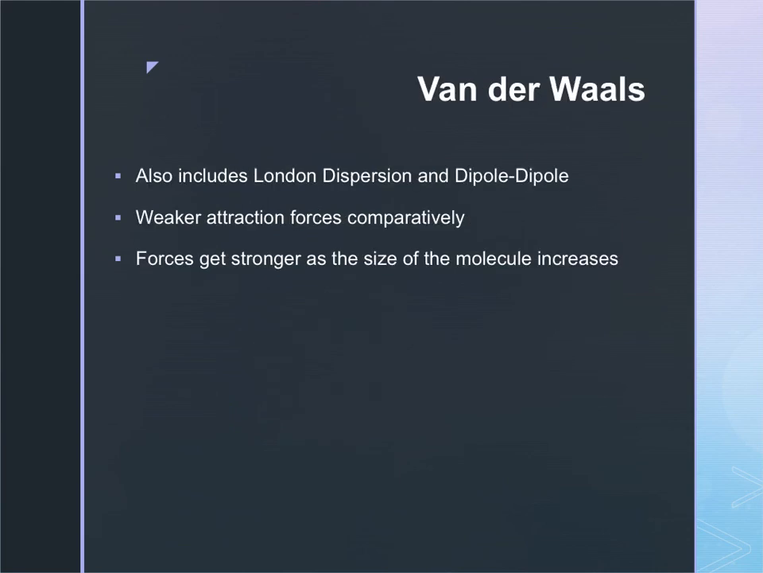And then we have van der Waals. It's a bigger umbrella, and some of you guys from the other classes might have learned the term London dispersion or dipole-dipole. They all fall under this bigger umbrella called van der Waals. And these are just weaker attractions comparatively. And the main idea here is that the forces are stronger when you have bigger size molecules. Okay? So when the size is bigger, the force gets bigger. Okay? So bigger molecules have stronger forces, but it's not that strong comparatively to like hydrogen bonding.